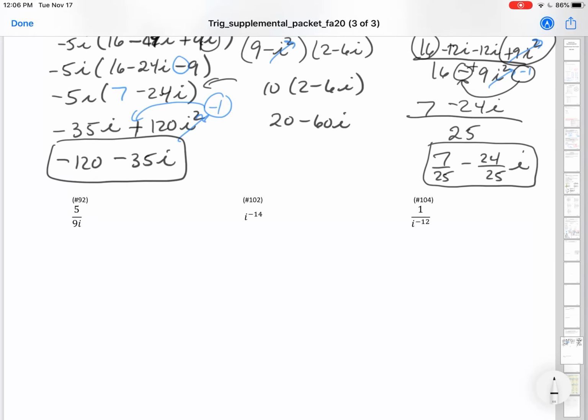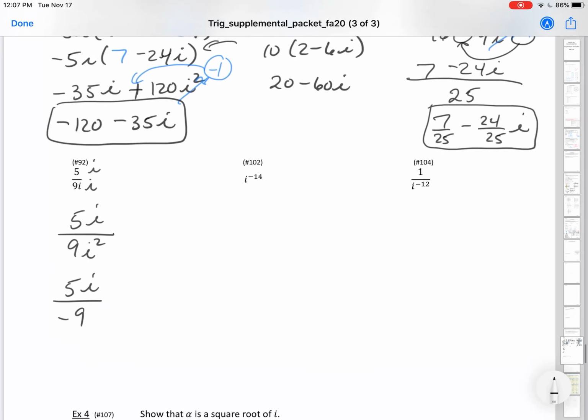If you have an i in the bottom, we need to get rid of it. Well, this is an easier one to get rid of. Everything's multiplied, so you can literally get by with multiplying top and bottom by i. Here we have 5i over 9. i times i is i squared. Don't leave it like that. 5i times negative 9, or over negative 9. And so probably should float that out to the front. But either way, I think I'm okay.